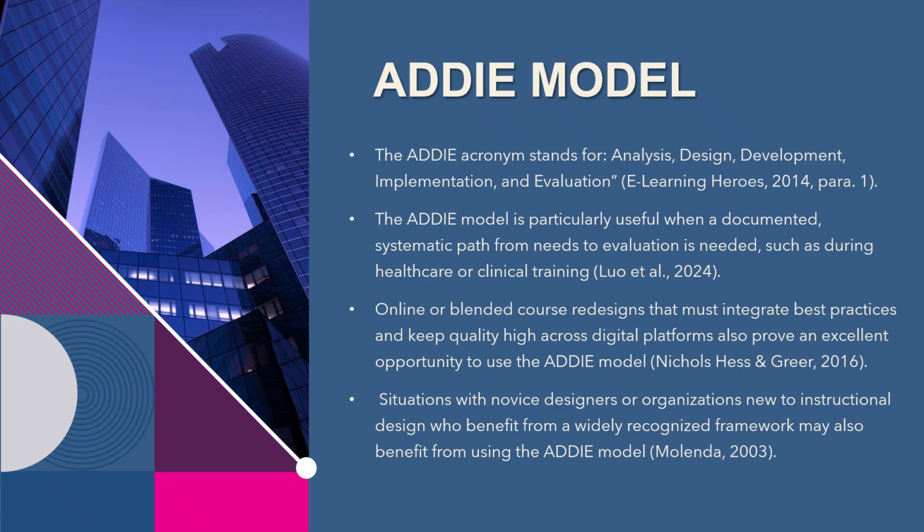The ADDIE acronym stands for Analysis, Design, Development, Implementation, and Evaluation. The ADDIE model is a 5-phase framework whereby the designer begins with analysis to determine needs and context, then moves to design to plan objectives and assessments. The next phase is to develop the materials, implement the course, and finally evaluate results to refine the product.